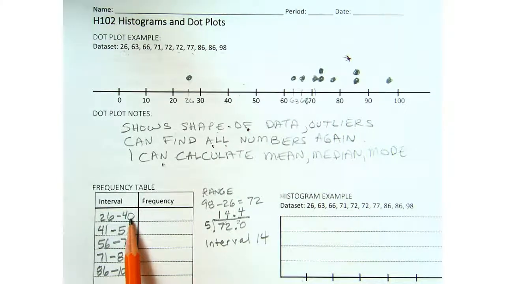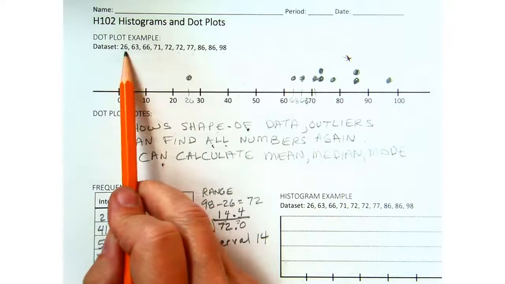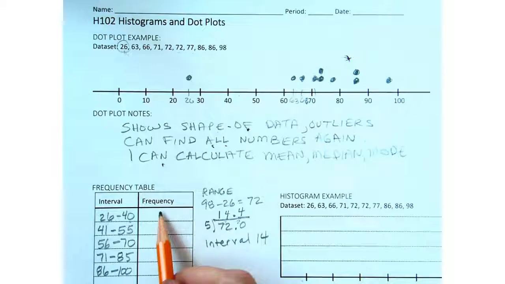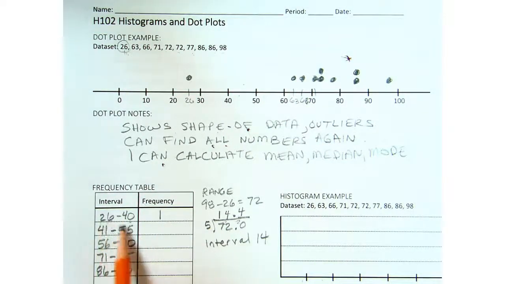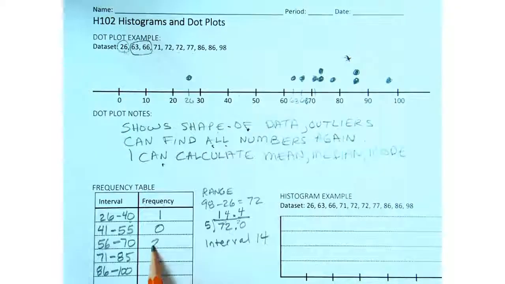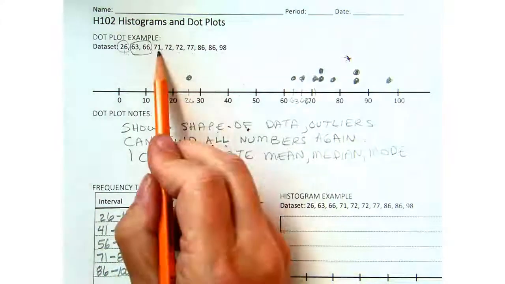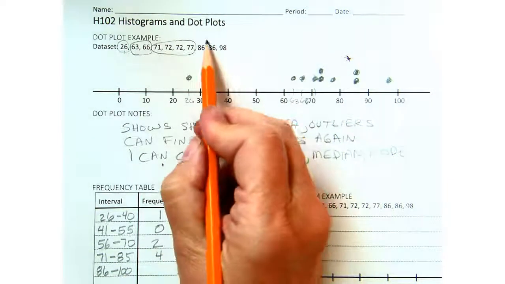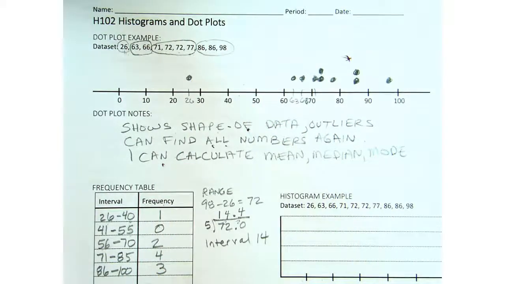To complete the frequency table, ask yourself, how many numbers are there between 26 and 40? Only one, so write 1. How many numbers between 41 and 55? There are none. Write 0. How many numbers between 56 and 70? There are 2. Write 2. How many numbers between 71 and 85? There are 4. Write 4. How many numbers between 86 and 100? There are 3. Thus we have completed the frequency table.